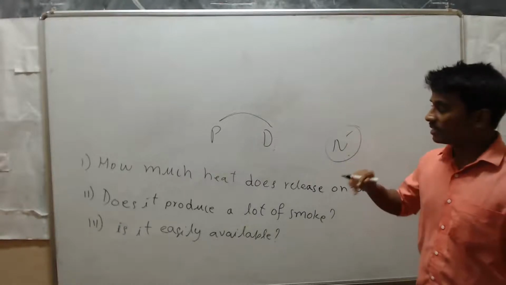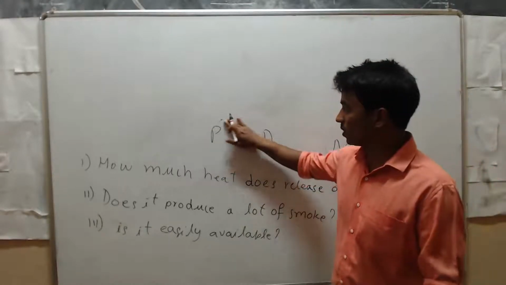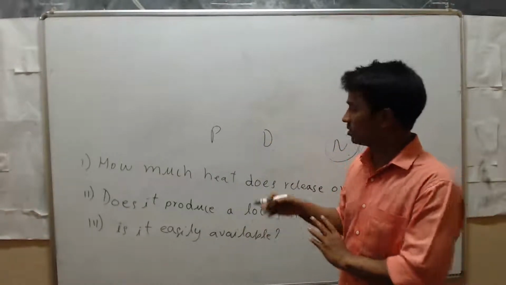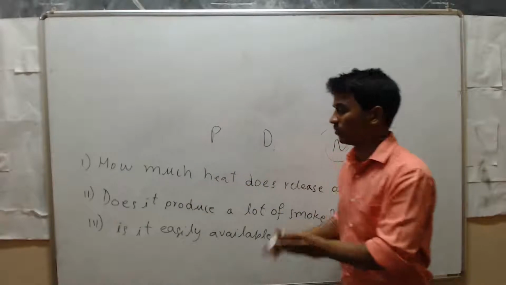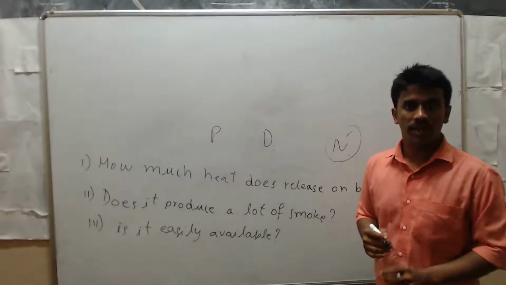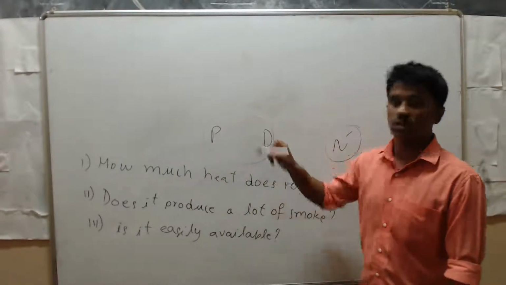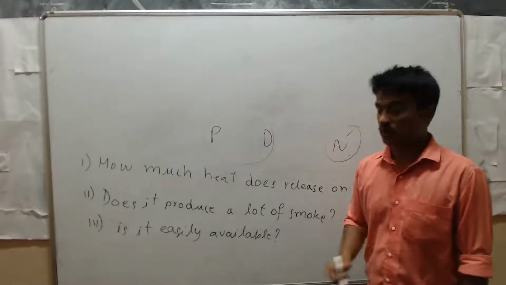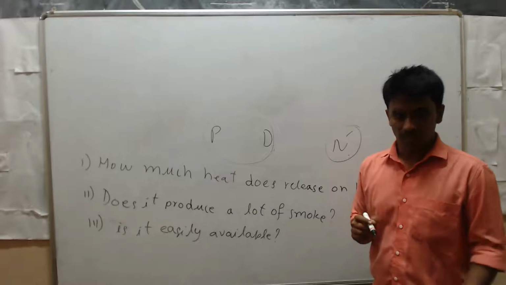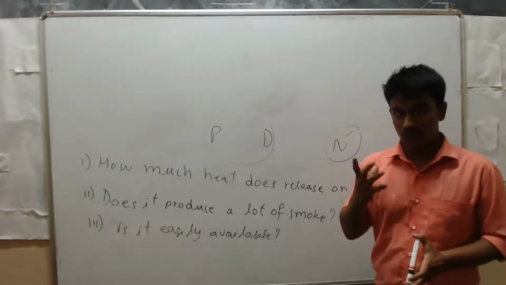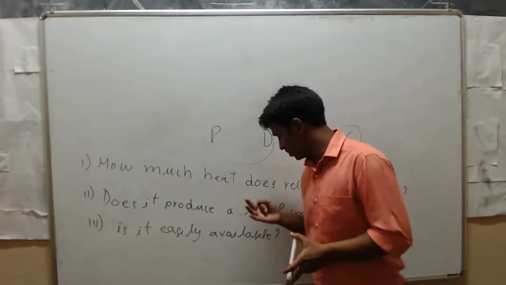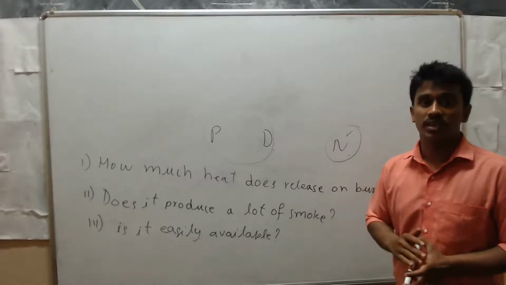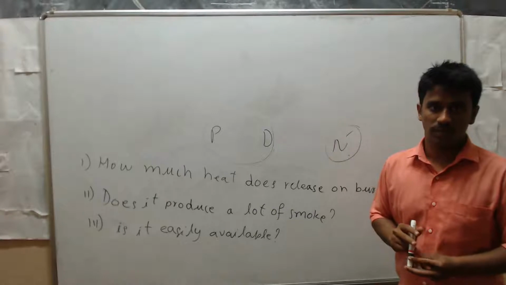Clear? And the third one: to run vehicles we use petrol and diesel. We are using both. For some vehicles we use petrol and for some vehicles diesel. So out of these two, to decide which is a good fuel, we have to think about these three questions. If it produces a lot of heat, produces less smoke, and is easily available, then we can say that it is a good fuel.